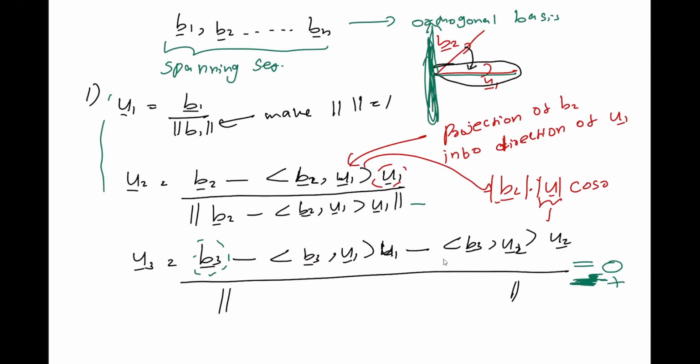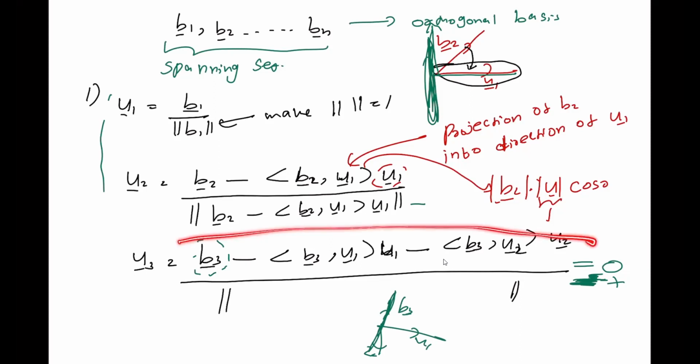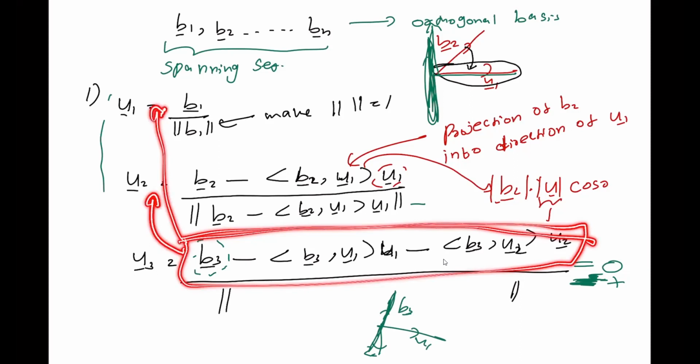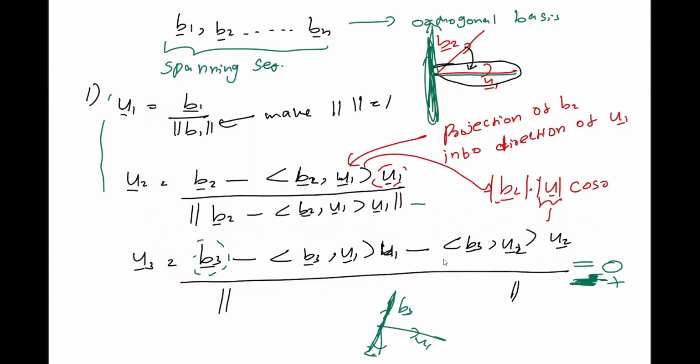In this case, let's say we have B3 vector here, let's say we have U1 here and we have U2 here. We only add the components perpendicular to the U1 and U2 plane. It means if you take this as a vector, it is perpendicular to both U1 and U2, because we remove all the parts along the direction of U1 and U2. And if you move to the fourth one, we get the fourth vector and remove all the projections along the U1, U2, and U3 directions and divide it by the norm.